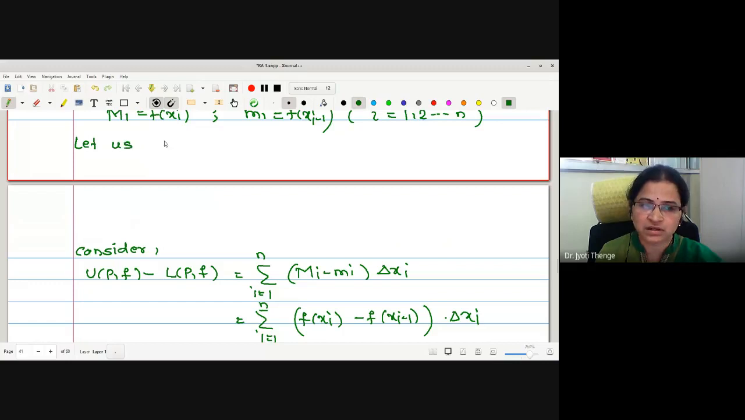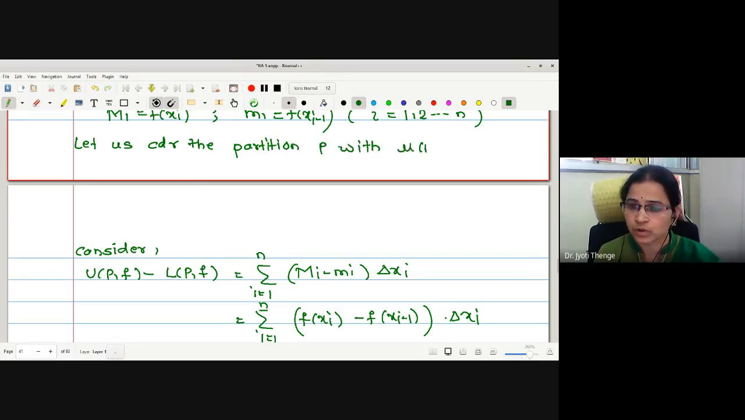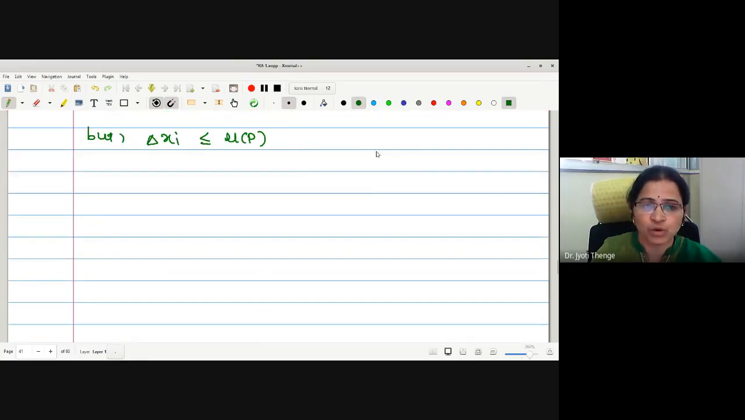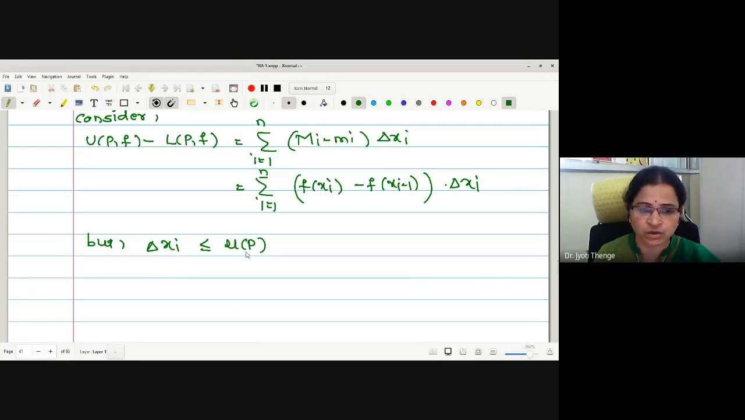Let us consider the partition P with norm P less than eta. Why am I selecting eta? Because epsilon and delta we want to use for the definition. Norm P less than delta. Sorry, so norm P less than eta. And if norm P is less than eta, what can I select? Delta xi less than or equal to norm P less than eta. Purposefully another symbol we have selected.